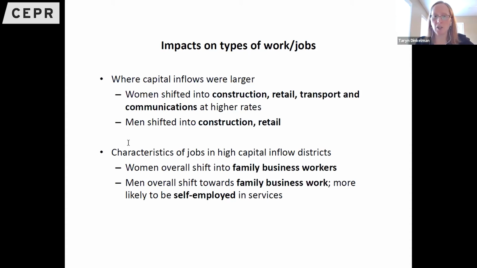This is something Rachel might be interested in. In the high capital inflow districts, you see women shift to be family business workers. So they look like they're working more in the family business. Men also shift into family business work, but they tend to report themselves as self-employed. So women are not doing the same thing.